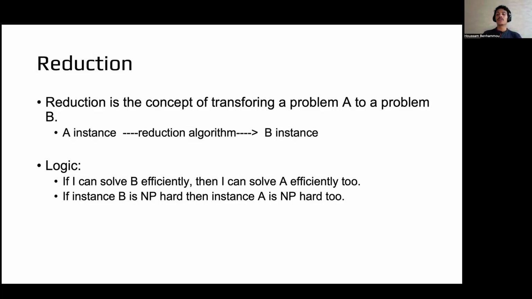That's how helpful it is. And you might think, why do we need this reduction just to know the hardness of the problem? But this is really helpful from an algorithm design perspective, because when you have a problem at hand and you cannot find a polynomial or an efficient solution for it, sometimes you waste time because that problem is already NP hard and you don't know that.